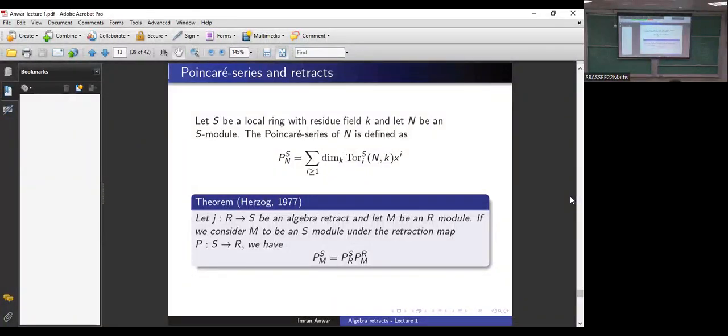Let R to S be an algebra retract, and let M be an R-module. I repeat, R to S has an algebra retract, and M is an R-module. So if we consider M to be an S-module under the retraction map, then this particular relationship is satisfied between the Poincare series of M over S, and it satisfies this particular condition.